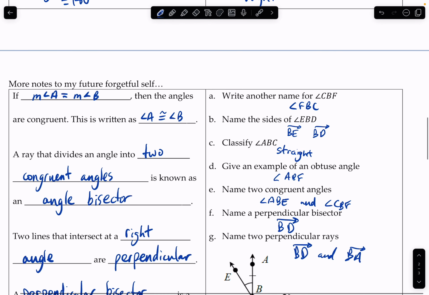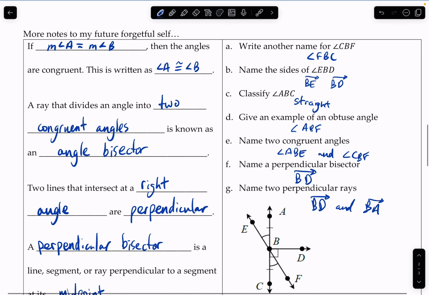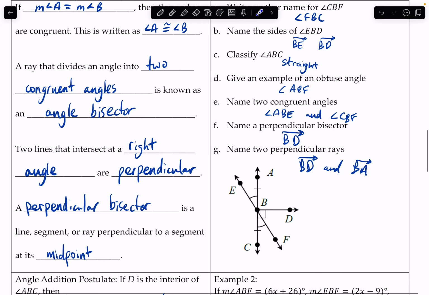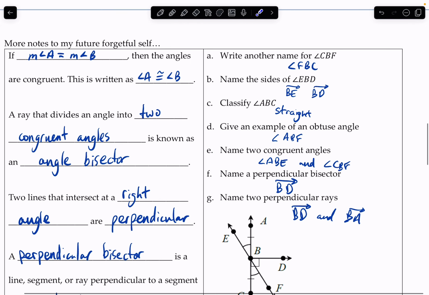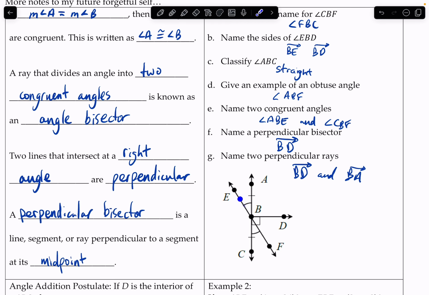Okay, so that's how we label things. Of course, it could be more complicated. We worked through a problem like this in class, where you have to do a whole bunch of different labeling. The main thing to pay attention to is how those names are written. Again, FBC means you go from F to B to C. B is your vertex. Rays are written with the endpoint and then towards the arrow. So BE starts at B, goes to E, etc.